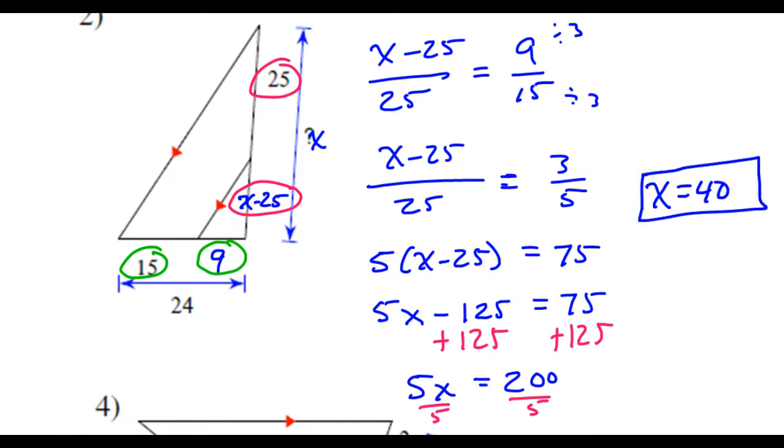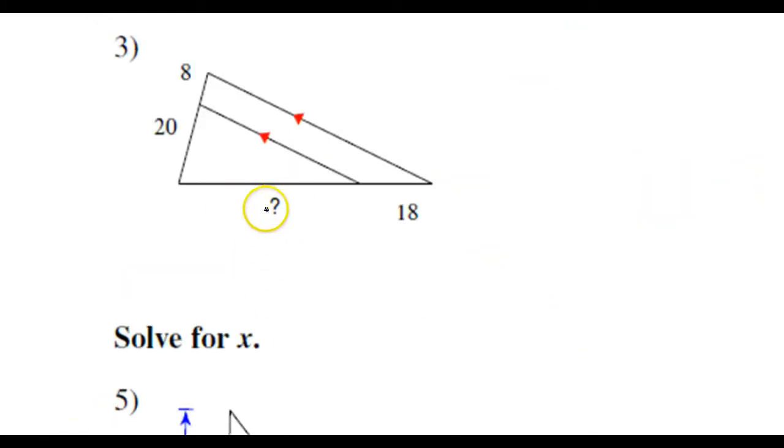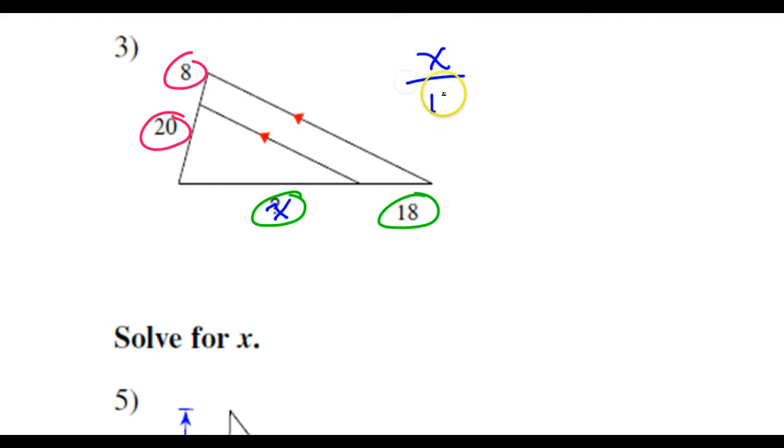Number 3. All set up for the side splitter theorem once again. These two should be proportional to these two. So we could set that up as x over 18 should equal 20 over 8. 20 over 8, I said.